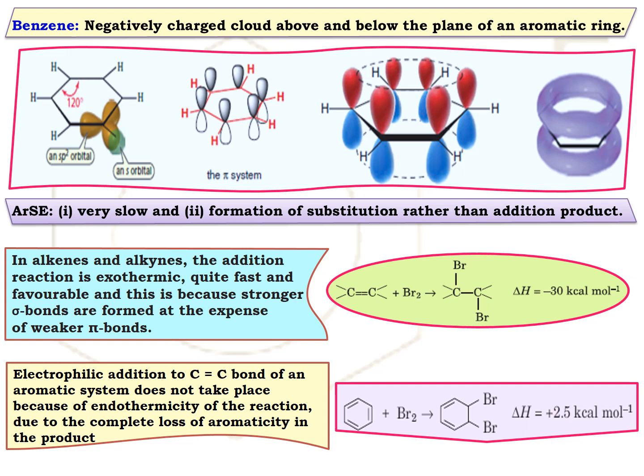But electrophilic addition to the benzene ring containing C double bond C doesn't take place that easily, because the reaction is endothermic in nature, as it loses its aromaticity completely. It loses its aromaticity to give a product like this. So for this reason, the electrophilic addition across the double bond of the benzene ring is not possible in aromatic compounds as in the case of alkenes and alkynes.